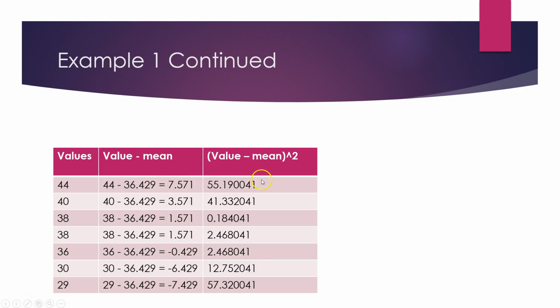So this third column takes each of those differences and squares them. So 7.571 squared is 55.190041, and I didn't round. I'm not going to round until the very end.